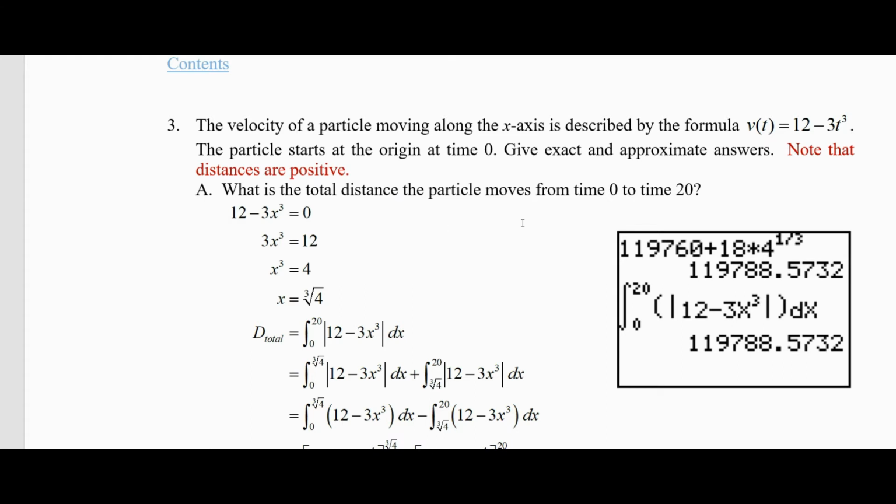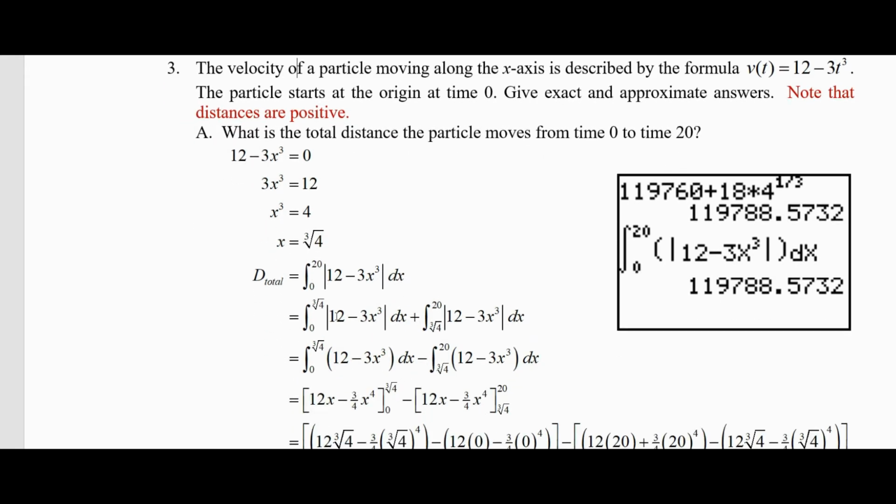So one thing that is interesting to note is, when is 12 minus 3t cubed equal to 0? Well, it's when 3t cubed equals 12, t cubed is 4, so t is the cube root of 4. So you notice that when t is less than the cube root of 4, this is in fact a positive velocity. We're going to the right, in the positive x direction.